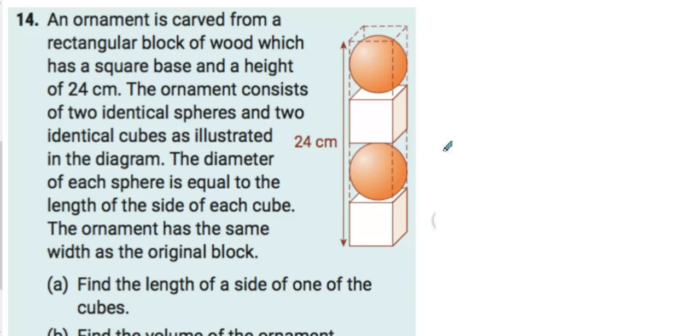Any ideas what to do here? Who said divide by 4? You're correct. This blue length is the same as this red length. It's the same as this green length. It's the same as this purple length. They're all meant to be identical. So what we're doing, 24 by 4? You got 6. Everybody cool so far?